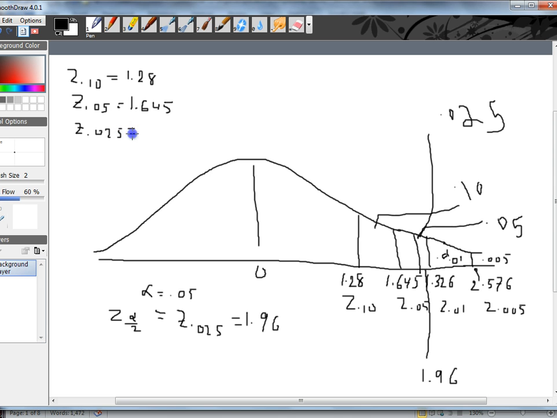Z.025 is 1.96, Z of 0.01 is 2.326. Remember, some books use 2.33 or 2.32. Z.005 is 2.576. Again, some books use 2.58 or 2.57. So these are the values that we're going to use in this chapter and the next chapter.